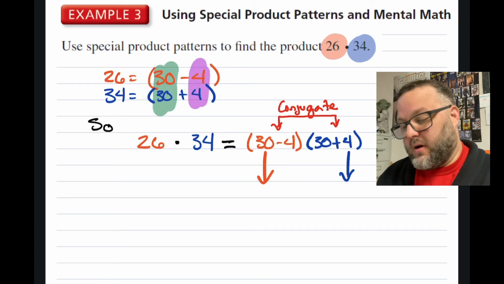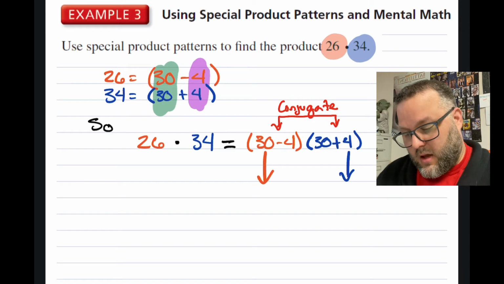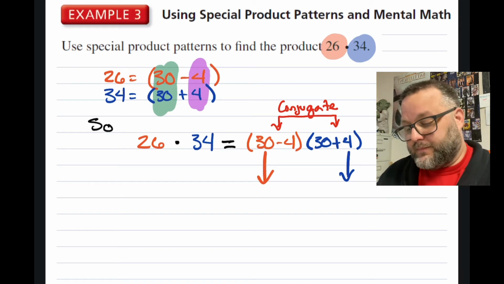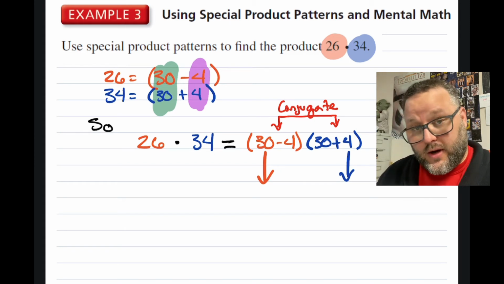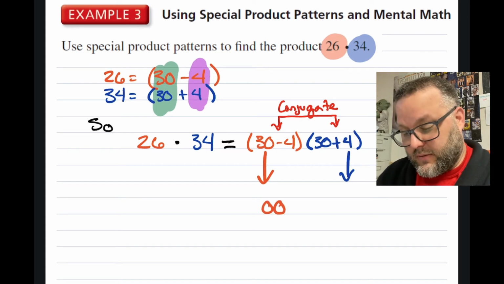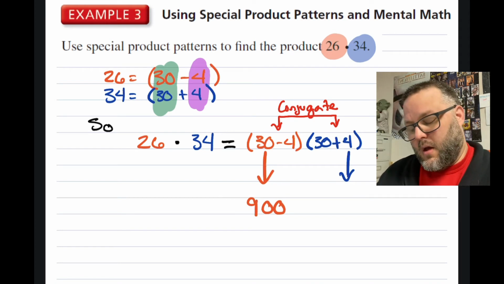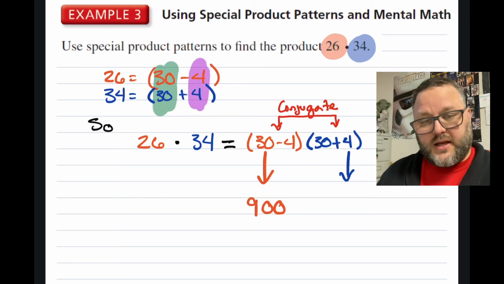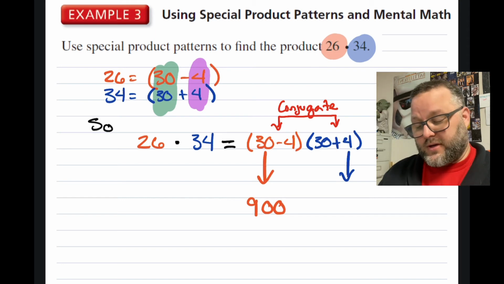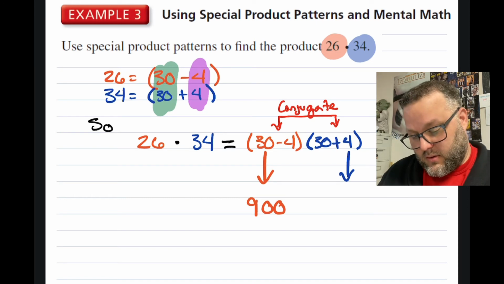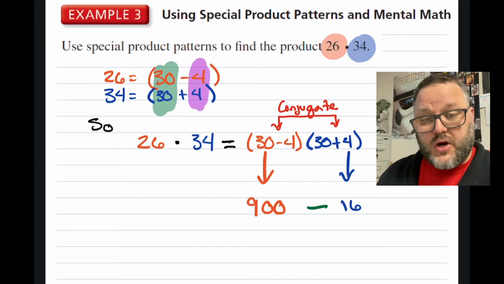But here we started with 30, and we also got a common 4. Because my first and my last are the same, and my operations are opposite, really all I'm going to do is square the first. Well, 30 times 30 is just the 2 zeros from the 30s, and 3 times 3 is 9, so 900. And we don't have to worry about that negative 4 times the 30 or the 30 times positive 4, because they cancel. What we do want to worry about is that 4 times 4, or 4 squared, and 4 squared is 16. And I've got to remember, I'm always going to be subtracting it.